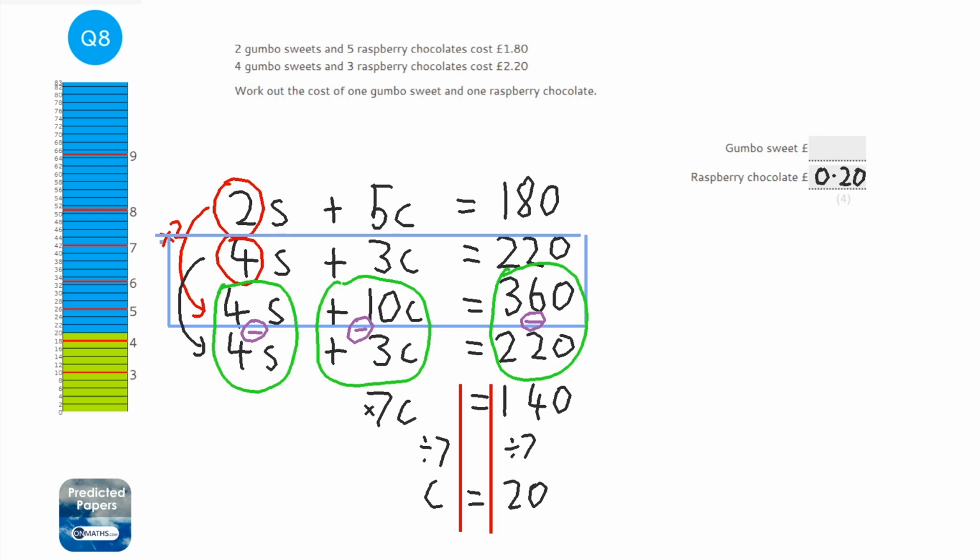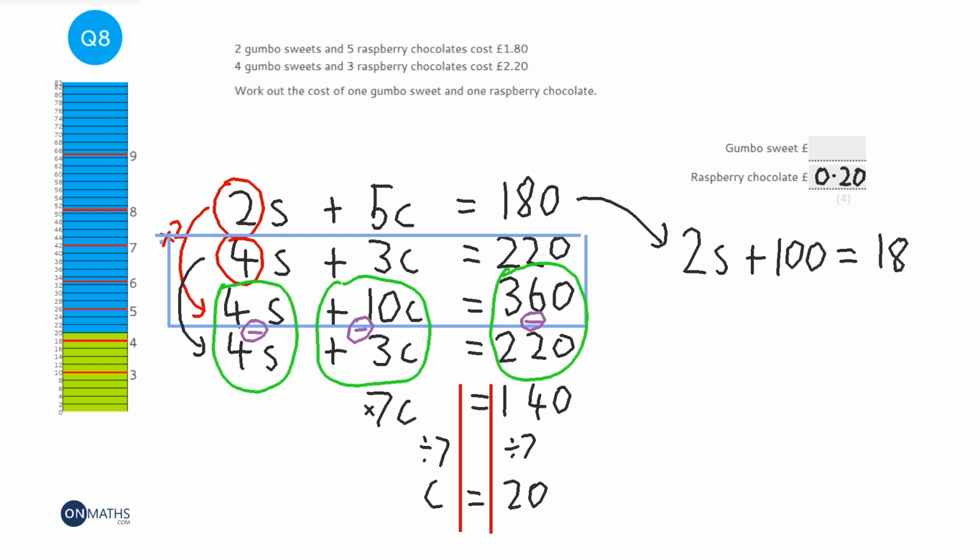Okay, but we need to work out what the price of the gumbo sweets is going to be. So what we do is we pick one of the original equations, and I'm trying to think what's going to be easiest. I like this one. So we're going to rewrite this, but instead of c, we're going to substitute in the 20. So it's going to be 2s, which we still don't know what s is, plus 5 times 20, which is 100, equals 180.